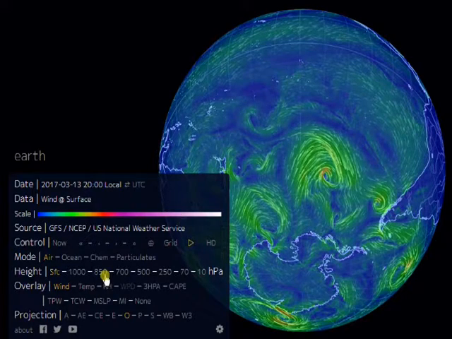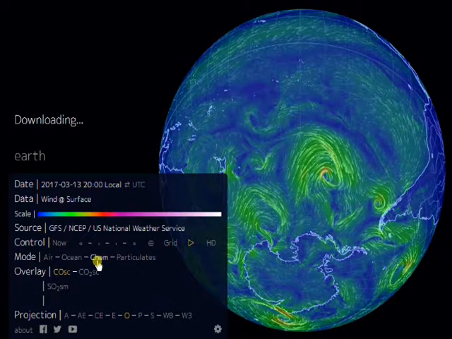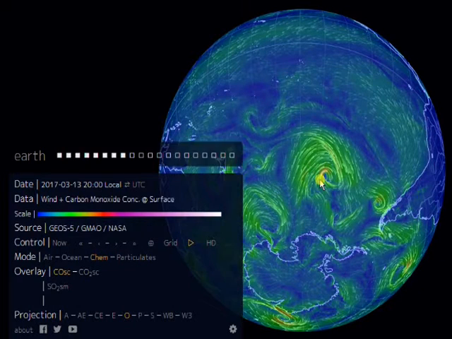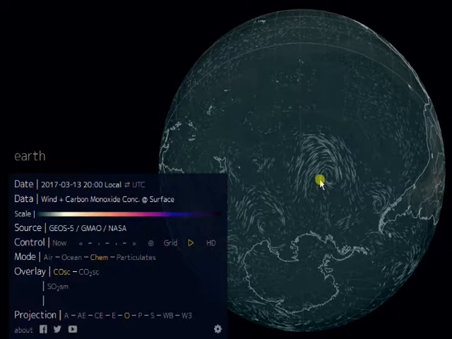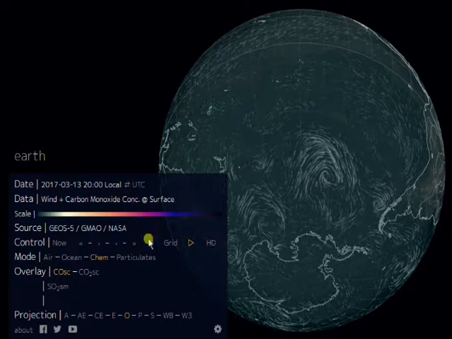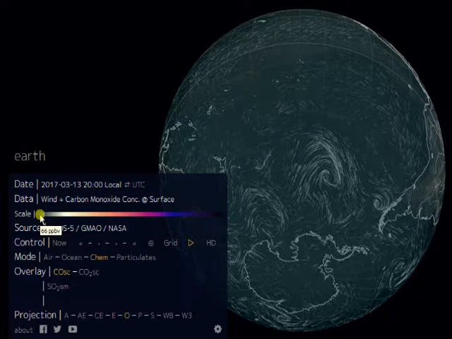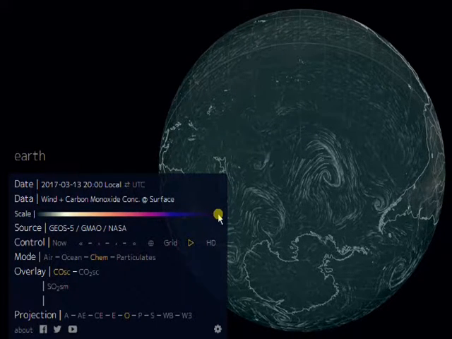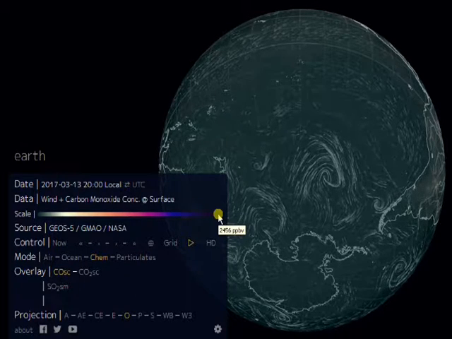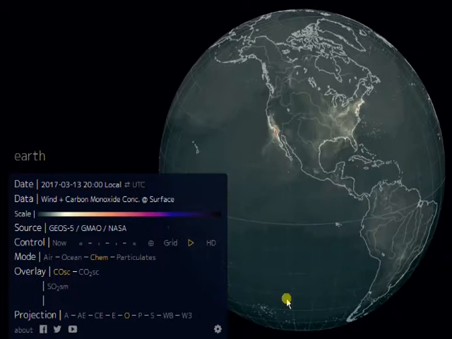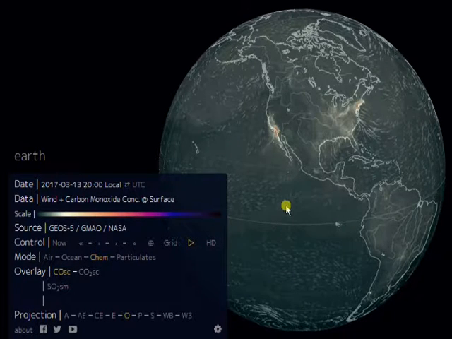What I'm really interested in is chemicals, because you've heard about chemicals and how bad it is. So once this downloads the information, what we're going to look at first is carbon monoxide. And this is where I want to draw your attention to the scale. It goes from 66 parts per billion up to a maximum of 2456 parts per billion. So we're going to look at North America first, because everybody thinks that North America is a big producer of carbon monoxide.